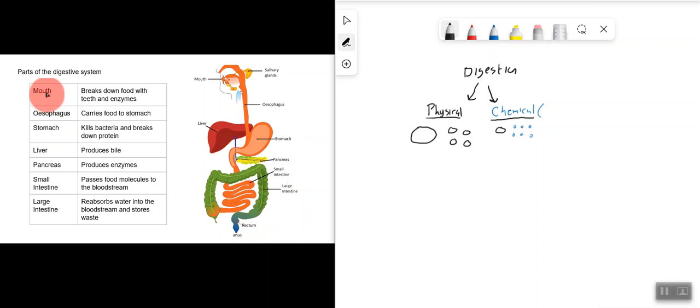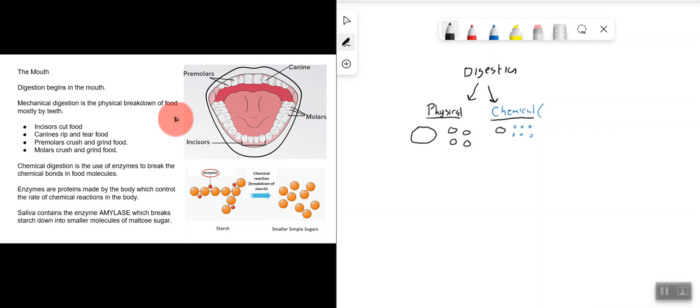So again, it's very important that you know each part of the digestive system, and the functions of each part as well. If we look at these parts in a little bit of detail, this is what it looks like inside the mouth. Digestion begins in the mouth. Mechanical digestion is the physical breakdown of food, mostly by the teeth. So your teeth start to break down and chew up the food.